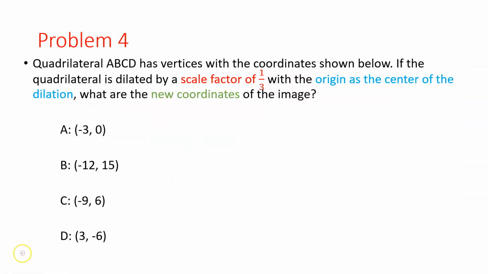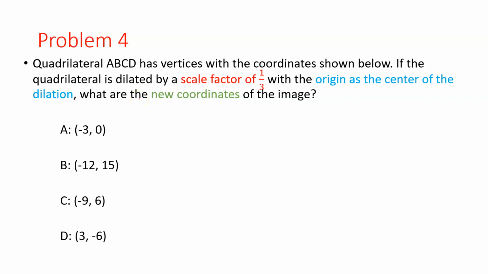Okay. Problem number 4, it says quadrilateral ABCD has the vertices with the coordinates below. So they give me the coordinates down here, ABCD, right? Imagine that was graphed. If the quadrilateral is dilated by a scale factor of 1/3, remember when you multiply by something like 1/3, it is going to make it smaller, right? It's a reduction, and it's with the origin as the center of that dilation. So that's why I'm able to use the coordinates because we're dilating from the origin. If I was dilating from a specific point, I would not be able to use these coordinates.